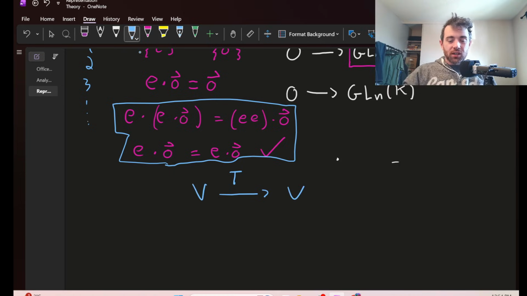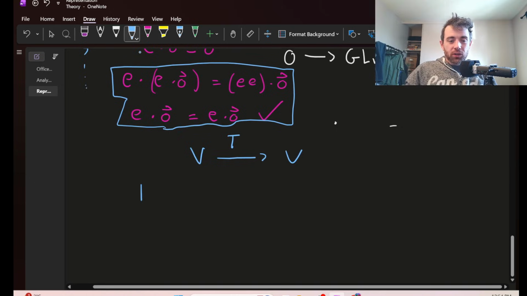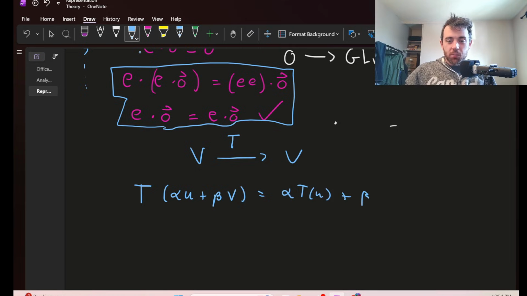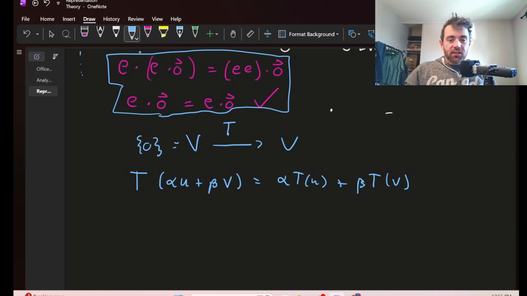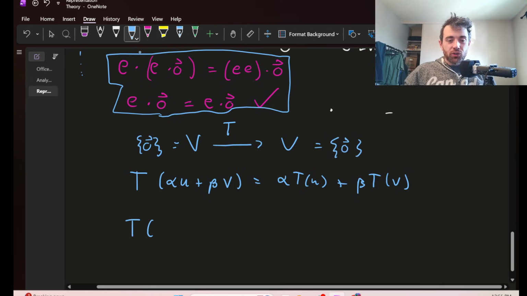What does it mean to be a linear transformation? Well, we can write it compactly and say that for all vectors u and v, T of alpha u plus beta v is alpha T u plus beta T v. Okay, well, in this case, V only consists of the zero vector. So the only thing that we can choose for our vectors u and v is just the zero vector.